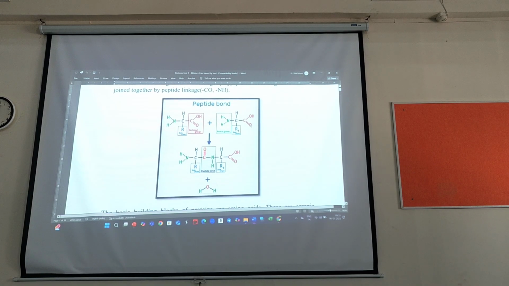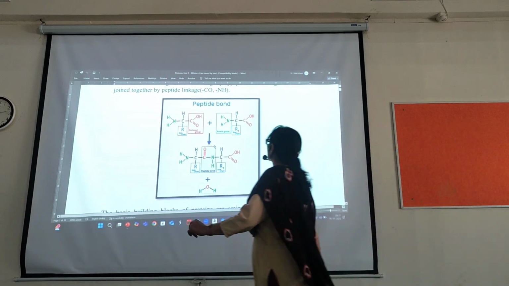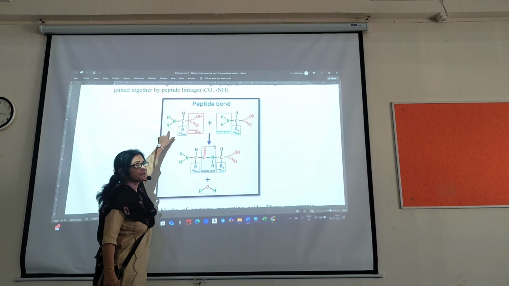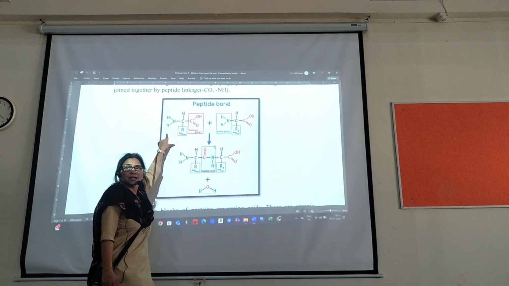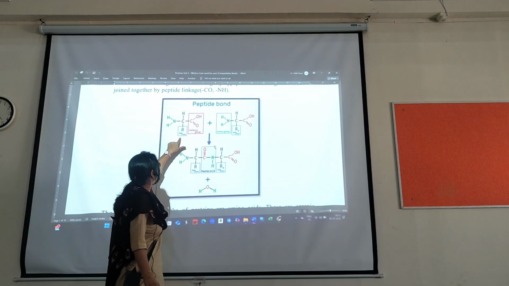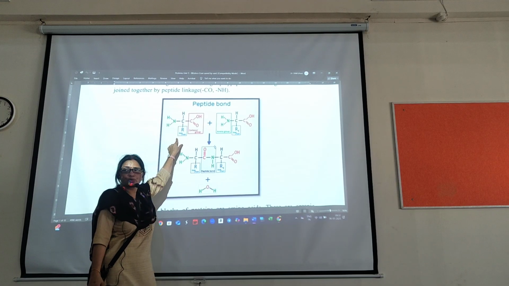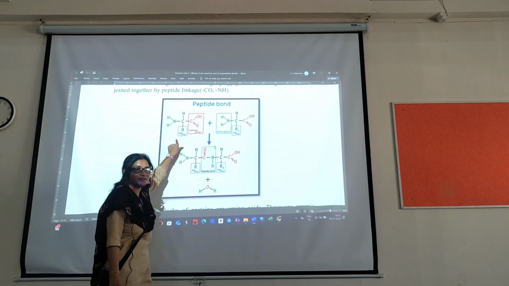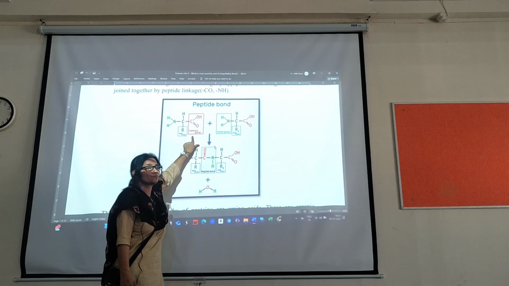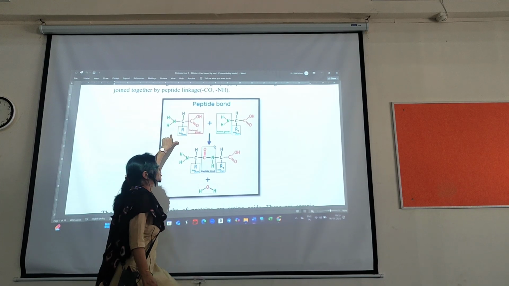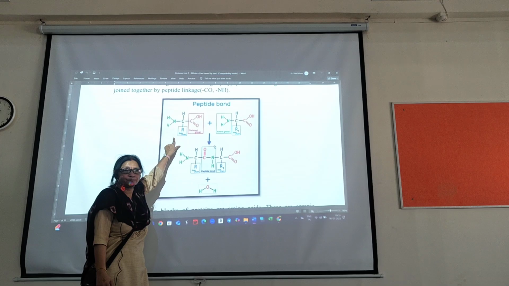You can see here the structure, which shows what a peptide bond is. This is the amino group, or N terminal, this is the central carbon atom, and R is the functional group, or side chain, and this is the carboxyl group, or C terminal. This is the single structure of an amino acid.